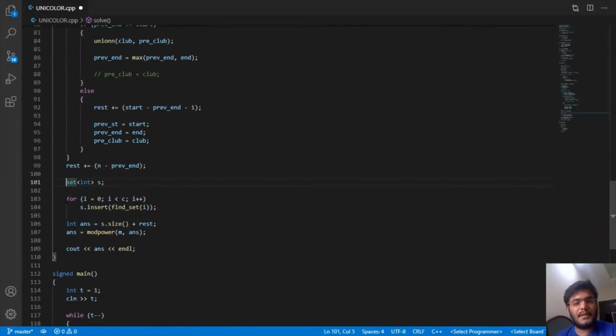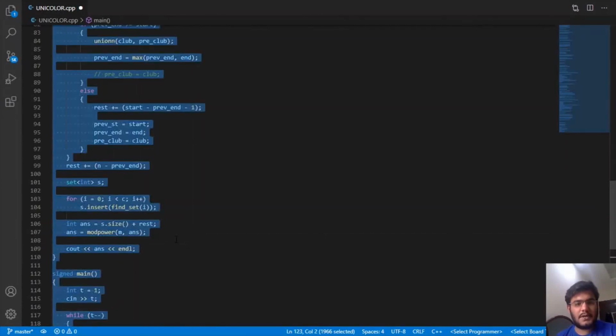Now we need to find how many different sets are there. So for each club, we will find the leader element for that particular club, and we need to take out the size, like how many different leader elements are there, and also we need to add this particular element, which is the number of elements which are not part of any sort of club. Our final answer is m to the power of this particular element. And finally we need to print this. So let us submit our code.